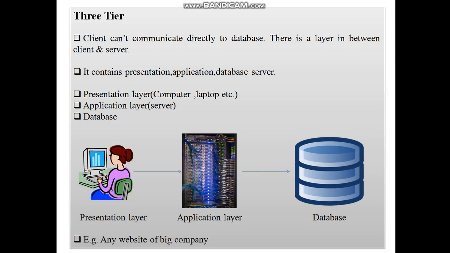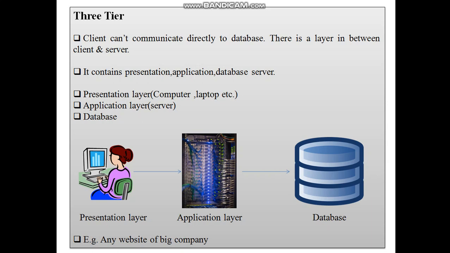Next is a three tier. Three tier means the client cannot communicate directly with the database. There is some layer in between your client and server. So in three tier it contains three layers. The first is presentation, the second is application, and the last is database. The presentation layer is nothing but the client, that is your computer, your laptop, and so on. The application layer is nothing but your server, and then the last is the database. So when the client tries to access the database, the client request is sent to the database with the help of a server, and the client receives the response with the help of the server. So this is how the three tier works.